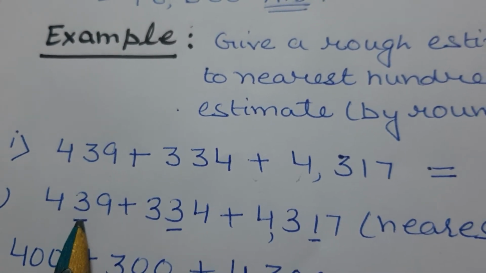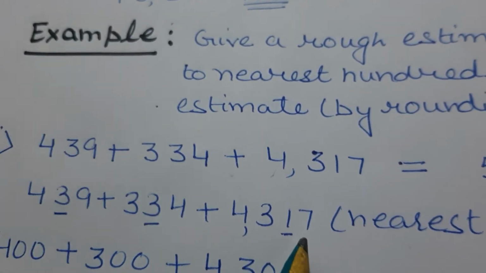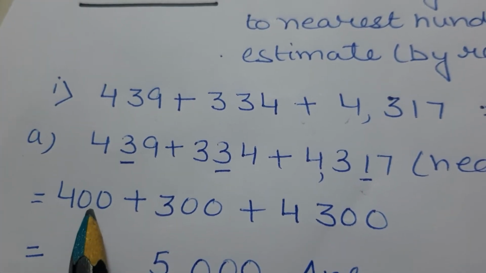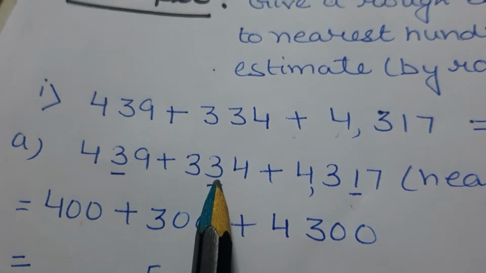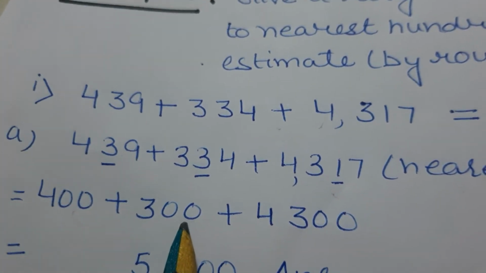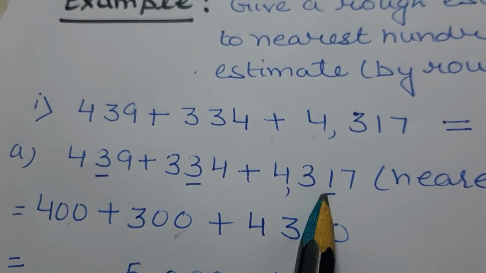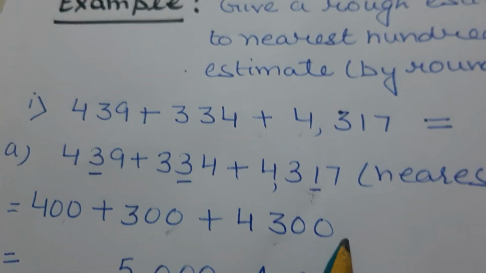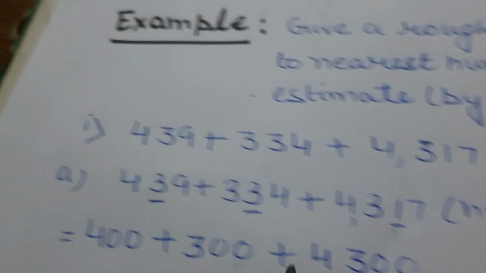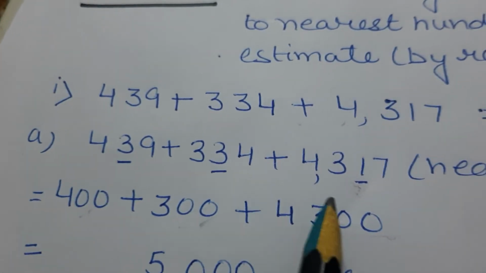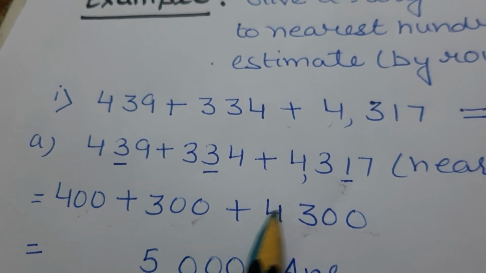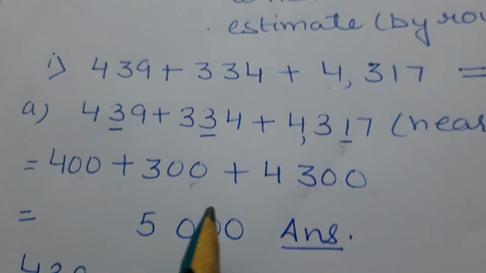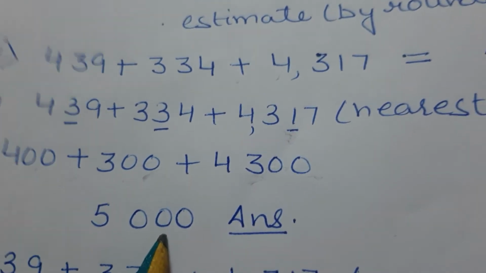So first we will round off these numbers nearest to 100. For 100 we will focus on the tens place digit. So this is 3, less than 5, so it will become 400. This is 3, less than 5, so this will become 300. This is 1, so it is less than 5 again, so it will become 4300. Now if you see, all three numbers are in hundreds. Two zeros are there. Okay, so now we will add these three horizontally, so we will get 5000.